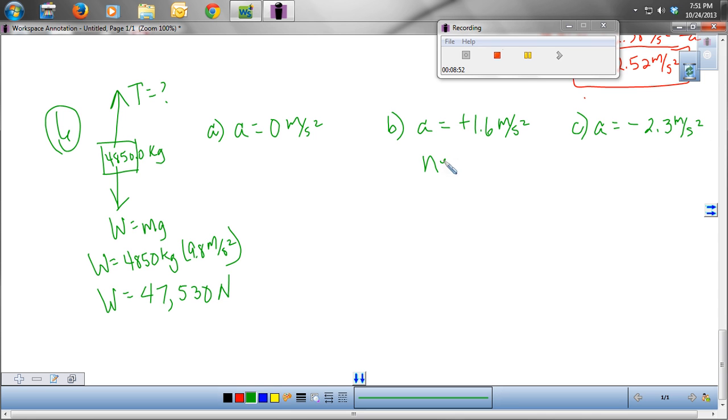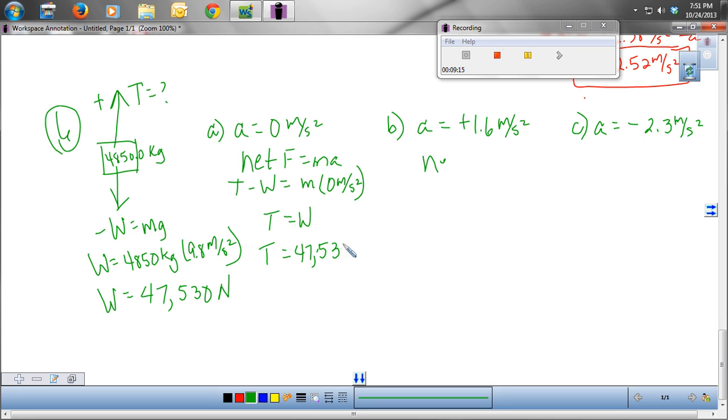So if net F is equal to ma, then positive T, negative W, so T minus W is equal to m times 0. That tells me that T simply has to equal W. So T is going to be 47,530. And that should make sense to you. If you just want to hold the elevator in place, you better be able to balance the weight with the tension upward.